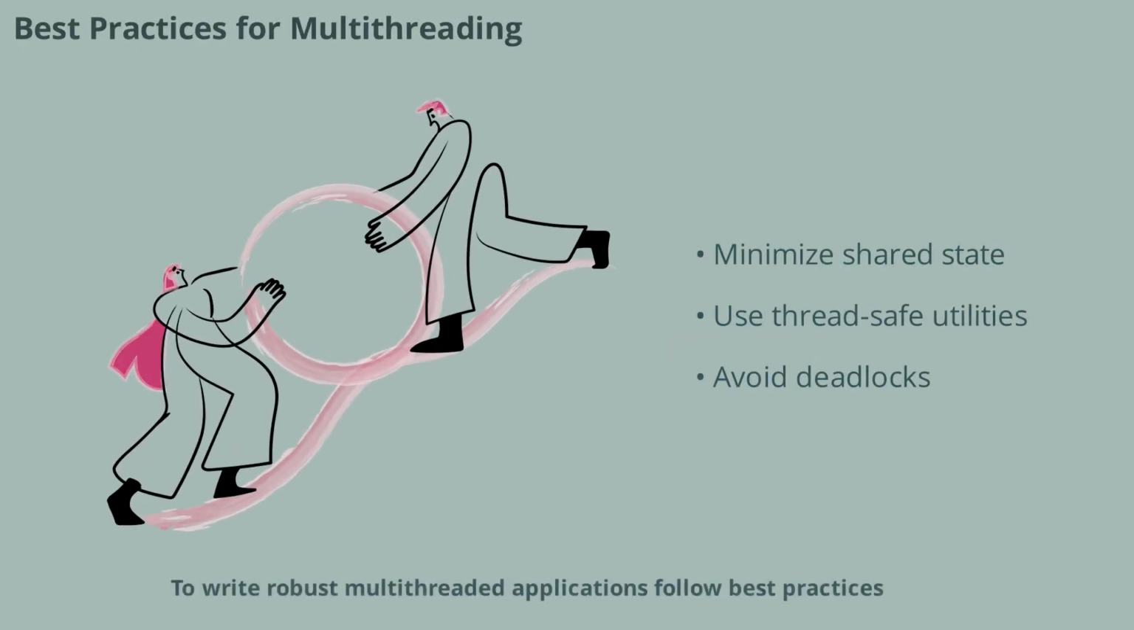To write robust multi-threaded applications, follow best practices. Minimize shared state, use thread-safe collections, prefer higher-level concurrency utilities over low-level synchronization, avoid deadlocks by acquiring locks in a consistent order, and always release resources in finally blocks.